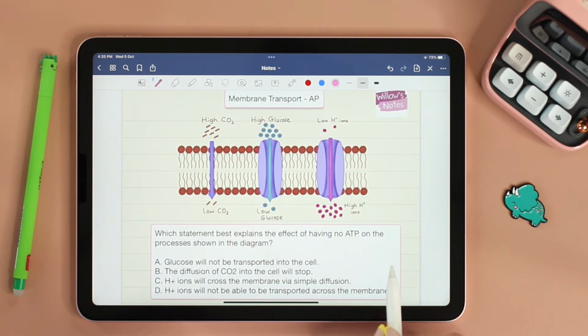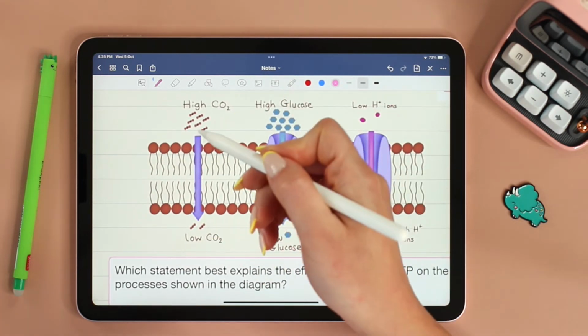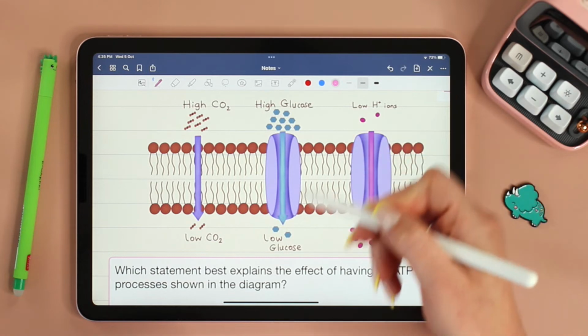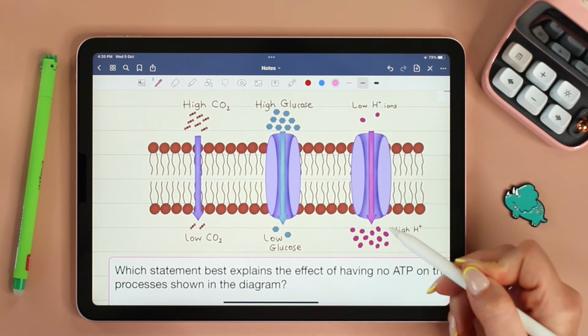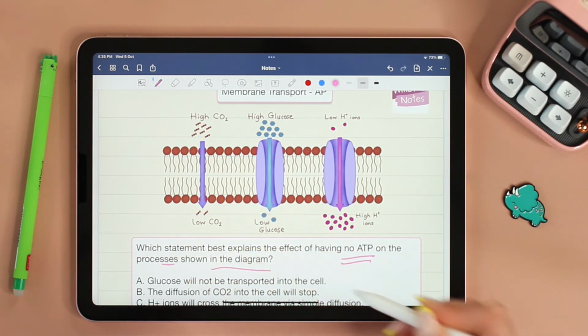Let's go to the second question. Here the molecules are labeled, so we know that that's CO2, glucose, and hydrogen ions, and it also says high, low, low, high. Which statement best explains the effect of having no ATP on the processes shown in the diagram? No ATP means we're specifically talking about active transport.